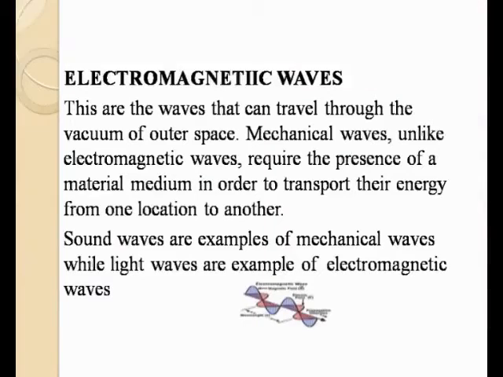Now let's proceed. Mechanical waves, unlike electromagnetic waves, require the presence of material in order to transport the energy from one location to another. We already said that. Sound waves are an example of mechanical waves, while light waves are an example of electromagnetic wave. From your graph there, you will see the chart as regards what electromagnetic waves actually mean.